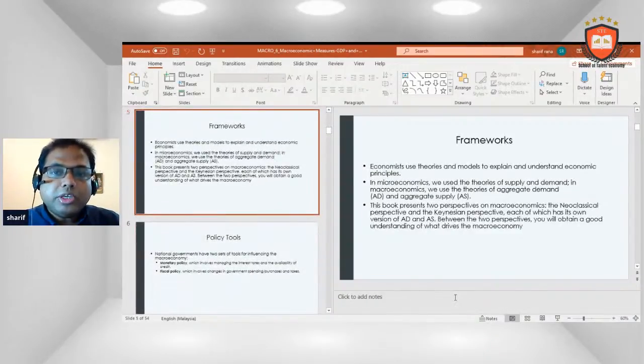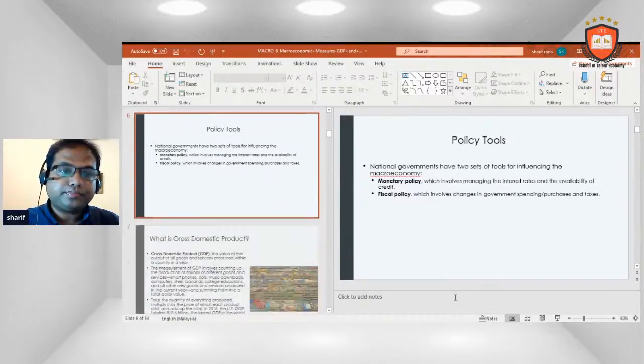Framework: economists use theories and models to explain and understand economic principles. In microeconomics we use the theories of supply and demand. In macroeconomics we use the theories of aggregate demand and aggregate supply. This book presents two perspectives on macroeconomics, the neoclassical perspective and the Keynesian perspective, each of which has its own version of AD and AS. Between the two perspectives, you will obtain a good understanding of what drives the macroeconomy.